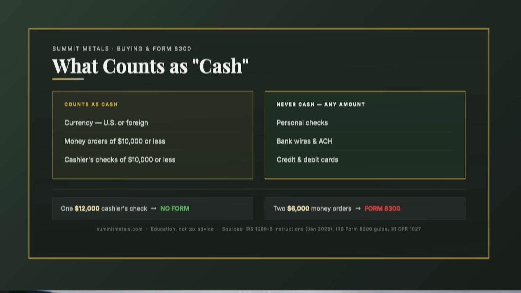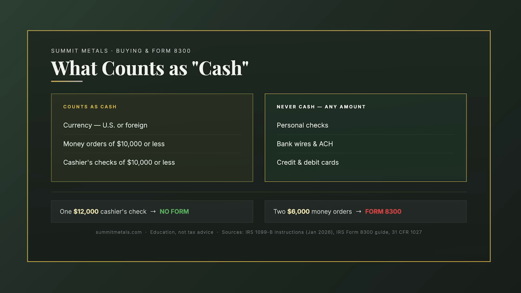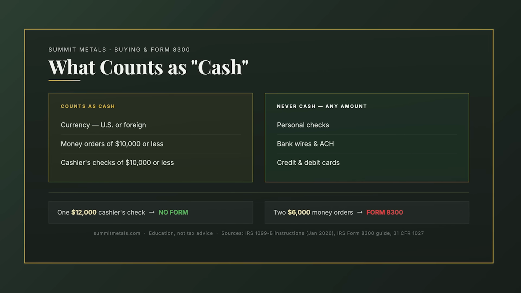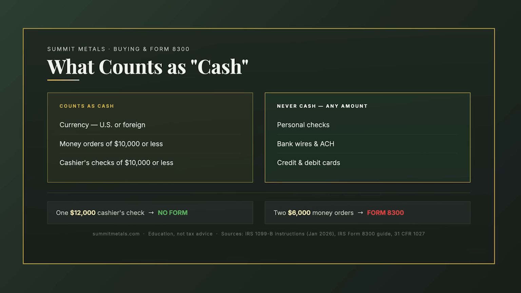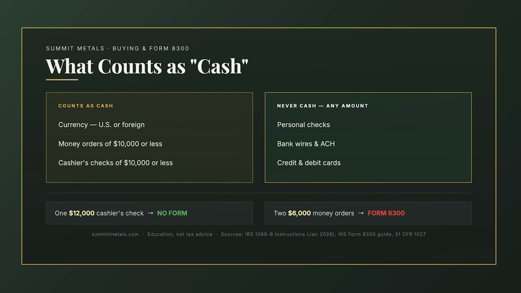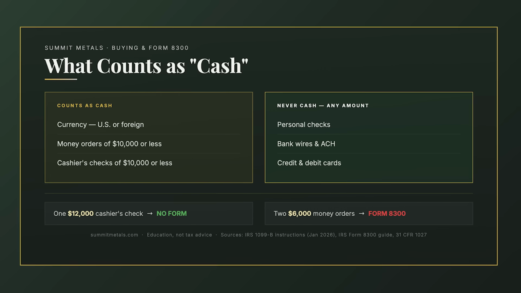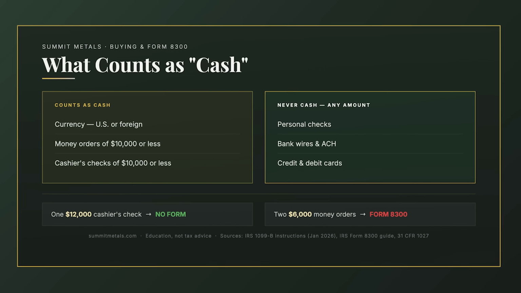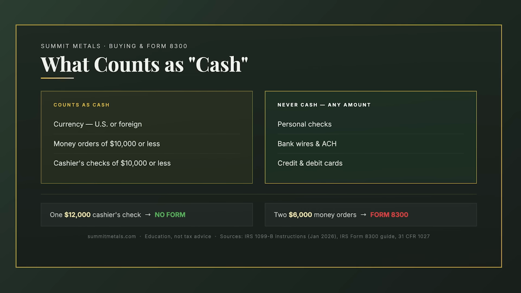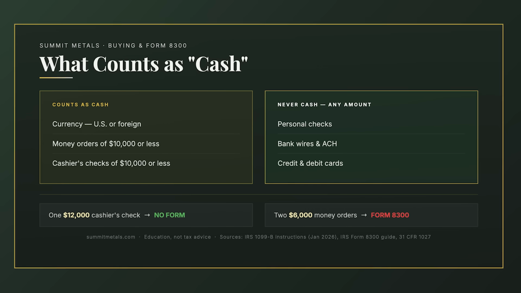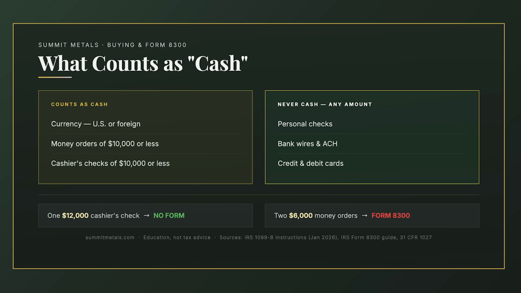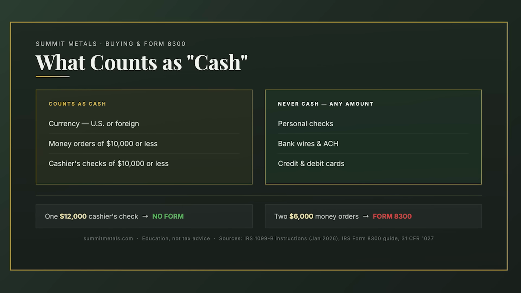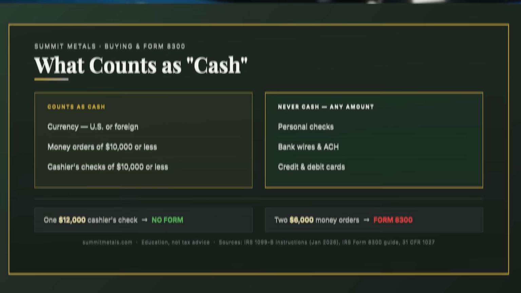And a cashier's check of $10,000 or less equals cash. A $12,000 cashier's check is not cash. Why? Again, because that is something that has already been through a bank and recognized as being over $10,000. That would generate no form. However, if you came in with two $6,000 money orders, that equals cash, that would generate a form because both were under that $10,000 number.